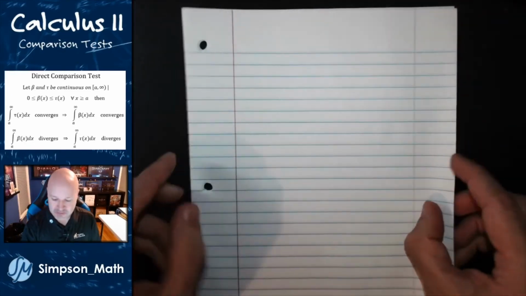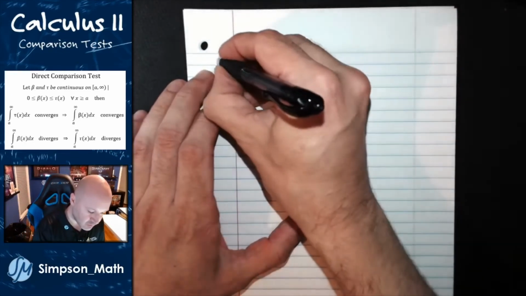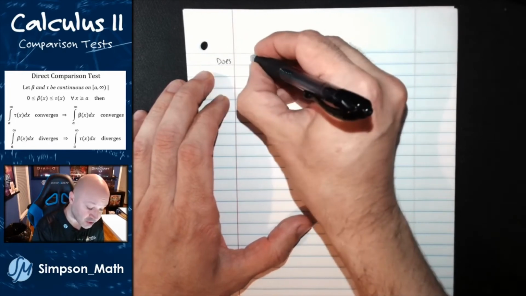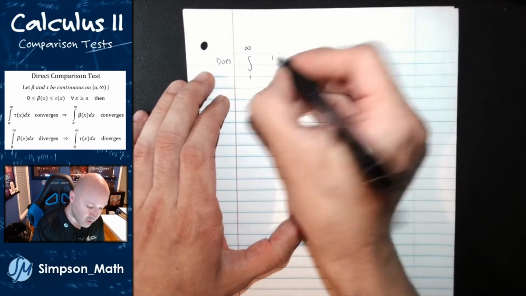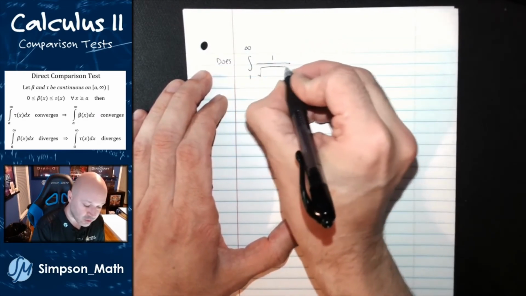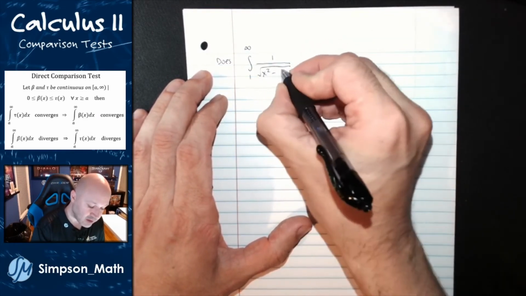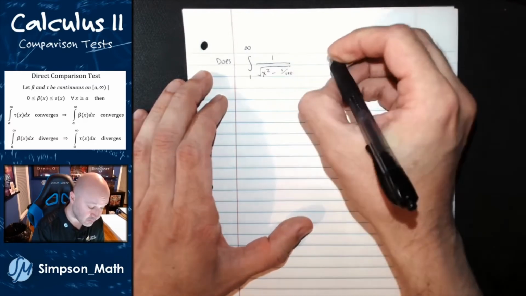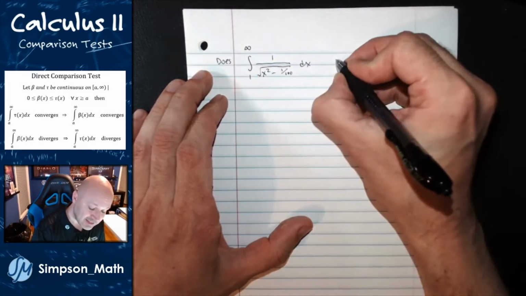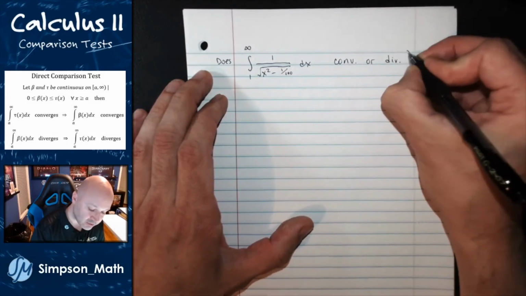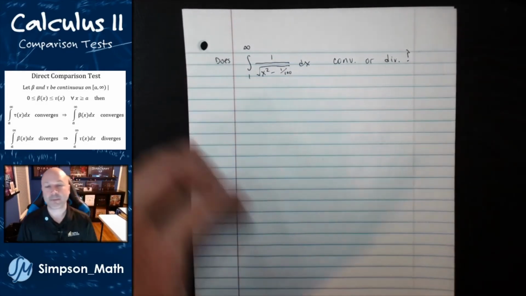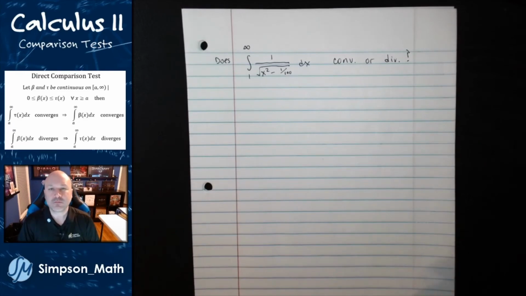All right, let's try one that maybe isn't so obvious. But same question. Does the integral from 1 to infinity of 1 over the square root of x squared minus 1/100th converge or diverge?